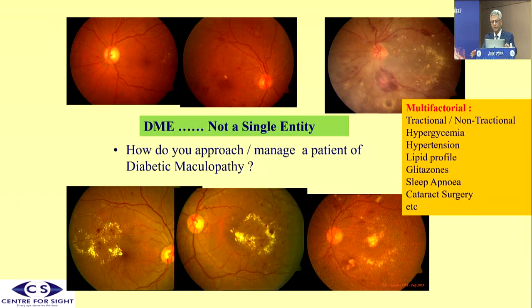Hypertension has been shown. In fact, the work done by Mangat when he was in PGI was world-class work, quoted very often internationally and published in very high journals. Role of lipid profile, hypertension, even anemia was highlighted by their paper. Then glitazones, especially pioglitazone, are implicated, sleep apnea, and cataract surgery is already highlighted. So it's a multifactorial disease.